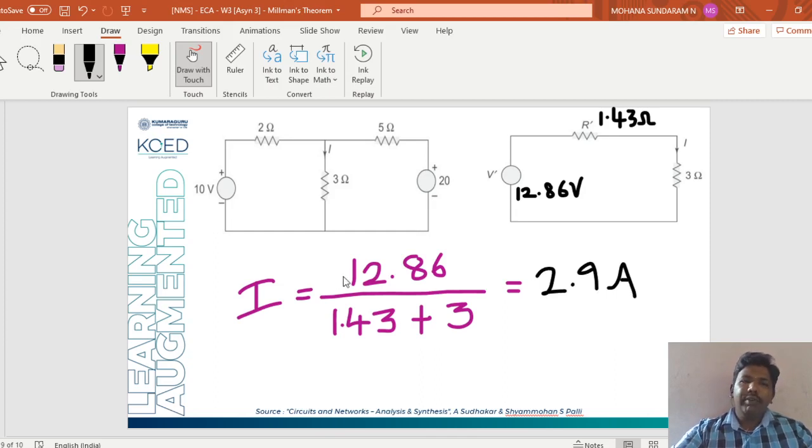In this example, we have taken a simple circuit, so it might look like we spent too many steps to find this current, because you can directly solve it by writing mesh equations. Yes, but this is for easy understanding. We have taken this simple circuit, but actually this theorem will be more useful when you apply it to a complex circuit. Okay, fine. Thank you.